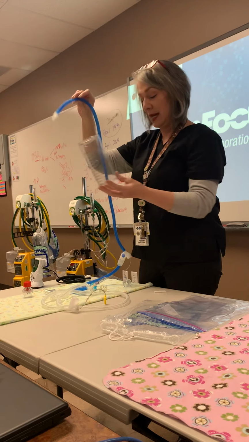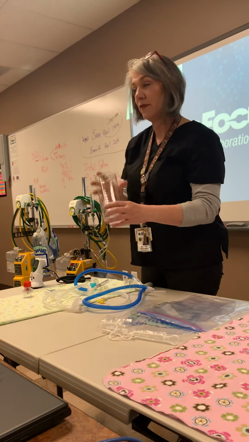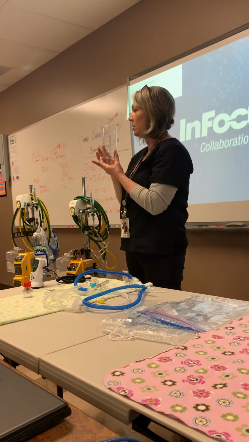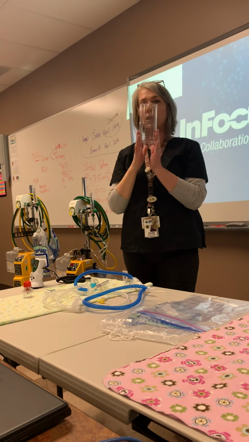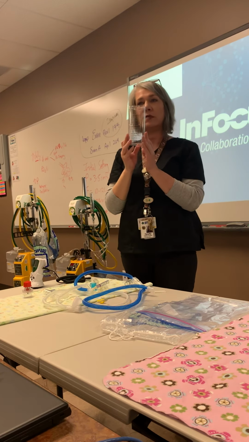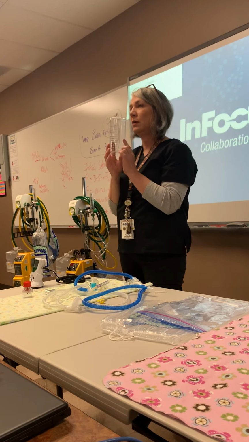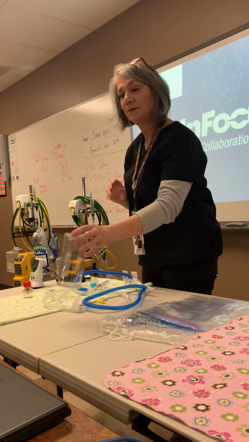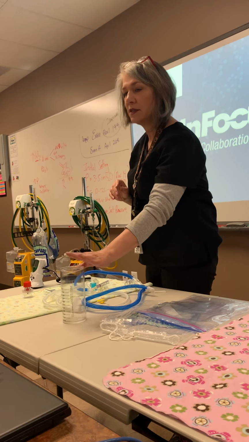Alright, so that's your water column. Think of your water column as the pressure source. This is where you're going to get your 3 to 5 centimeters of water pressure, or whatever it is you're putting your baby on. Next, your sterile water or the acetic acid. Okay, so that's the fill.